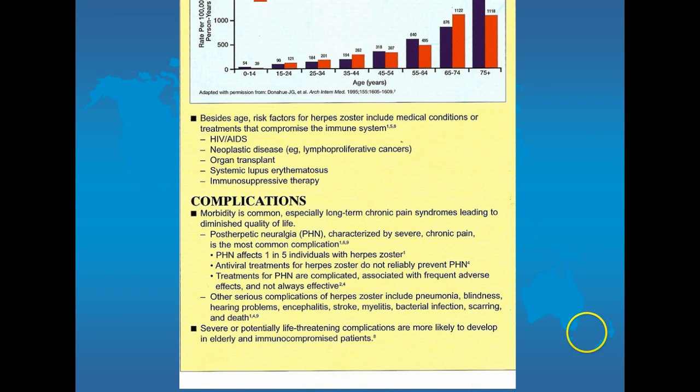So serious complications of herpes zoster are pneumonia, blindness, hearing problems, encephalitis, stroke, myelitis, bacterial infections, scarring, and death. Severe, potentially life-threatening complications are more likely to develop in the elderly and the immunocompromised patients. But that doesn't have to happen. They just have to get their herpes zoster, their shingles vaccine.